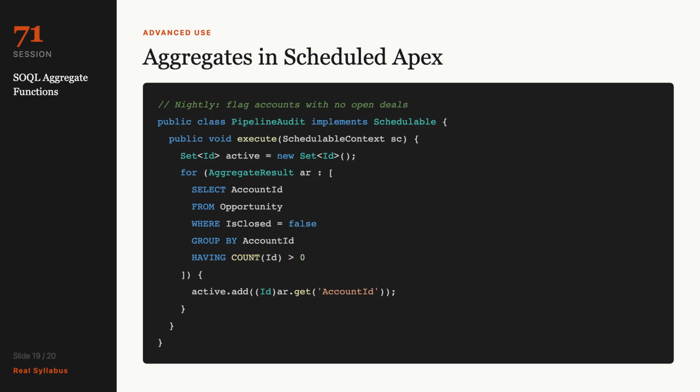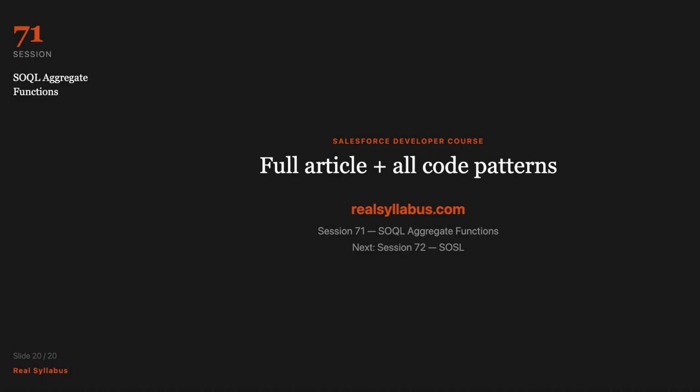Aggregate result is a read-only map-like object. You access its values using the get method with a string key. That key is either the API field name for grouped fields, or the alias you gave the aggregate function in the query. The get method returns object, which you must cast to the appropriate type.